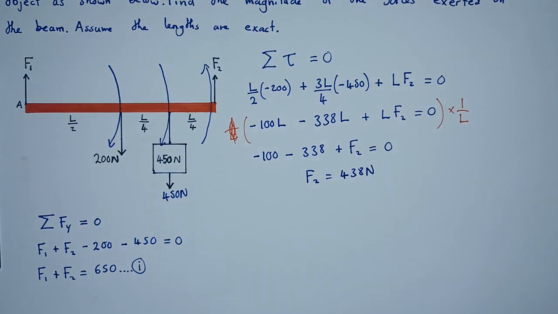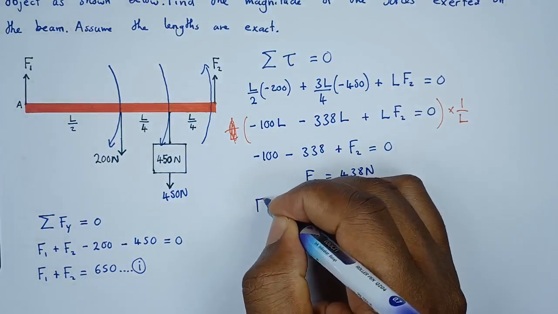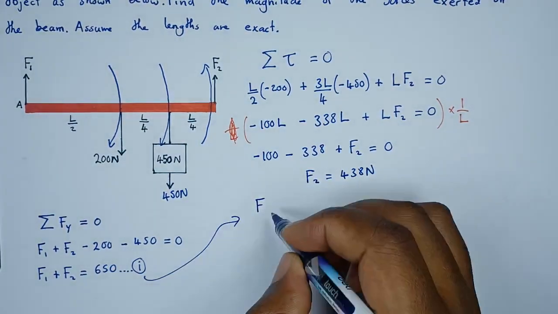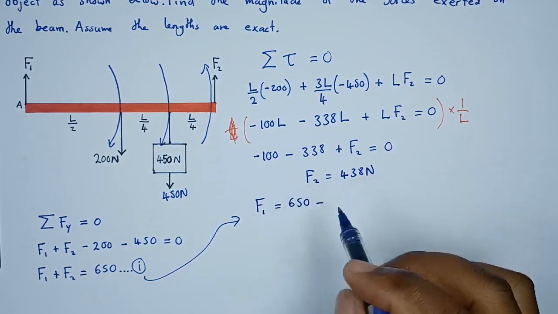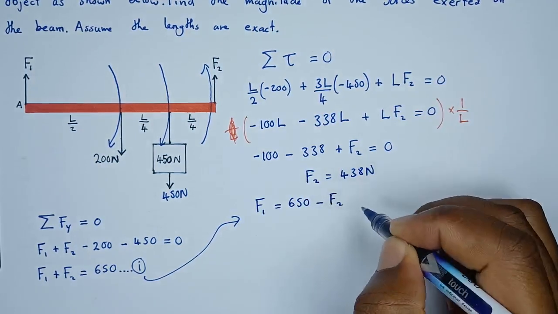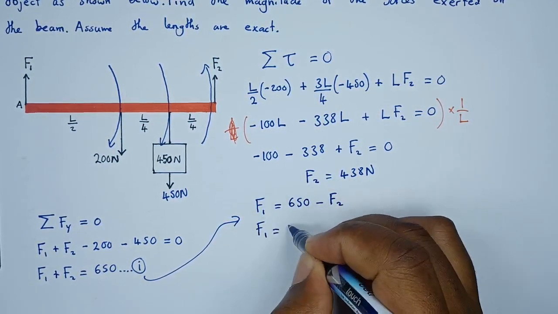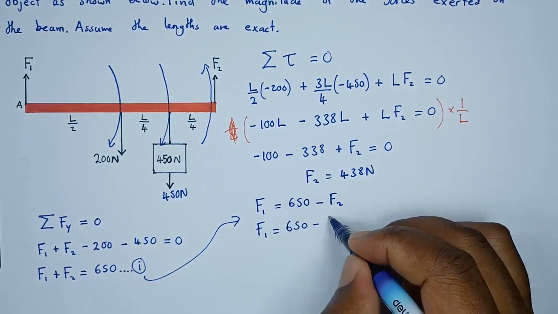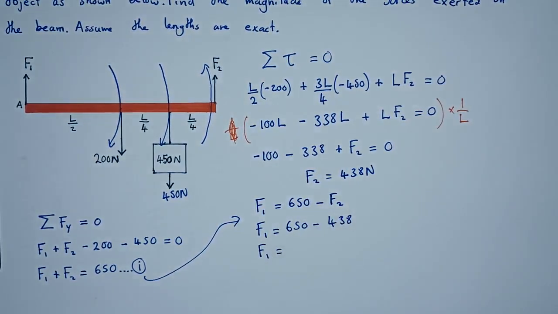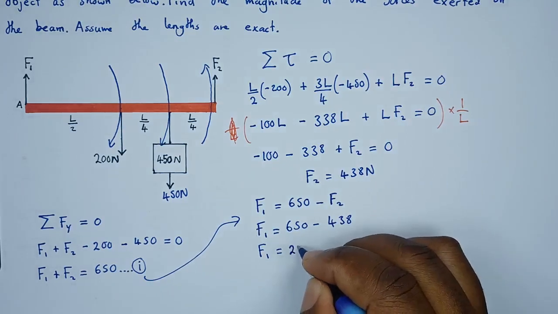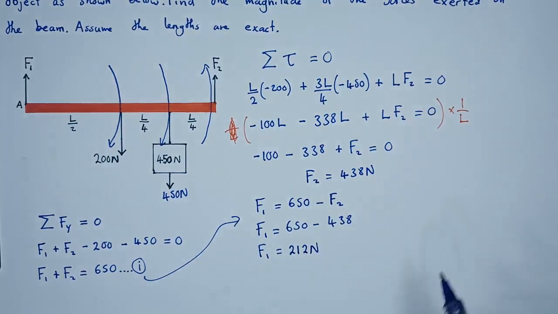How do we find the other force, F1? We go back to the equation that we had created here. So we can say from here, F1 is equal to 650 minus F2. So F1 is equal to 650 minus 438. Let's see what we get: 650 minus 438 gives 212 newtons. So there we go.